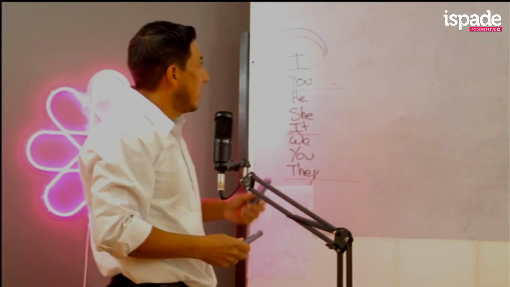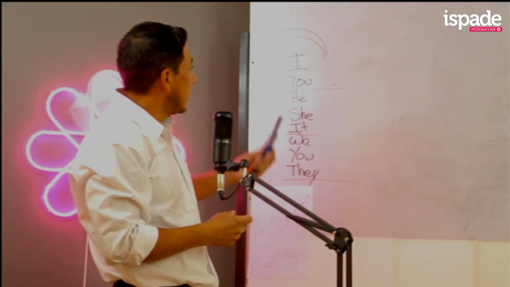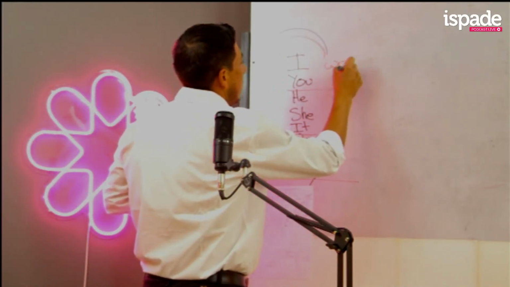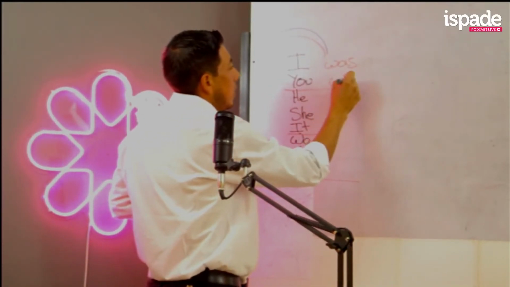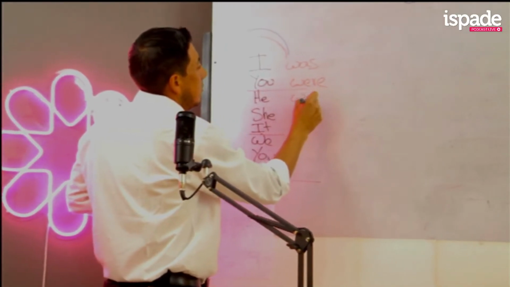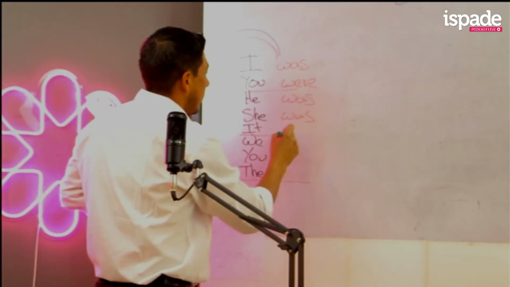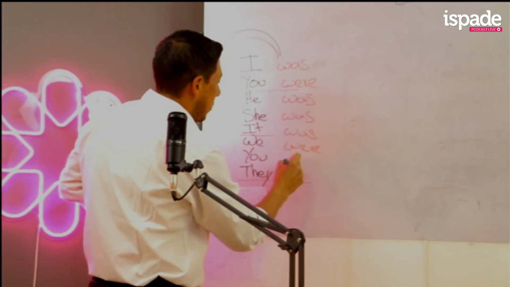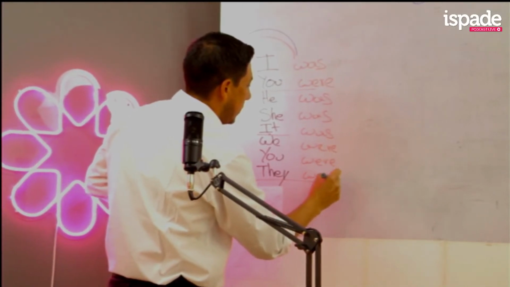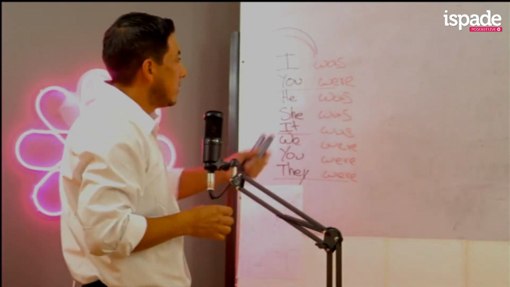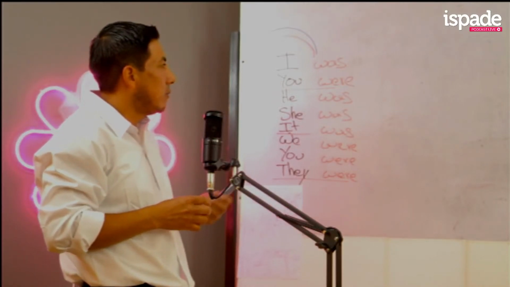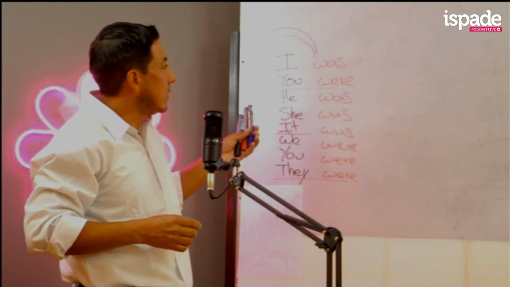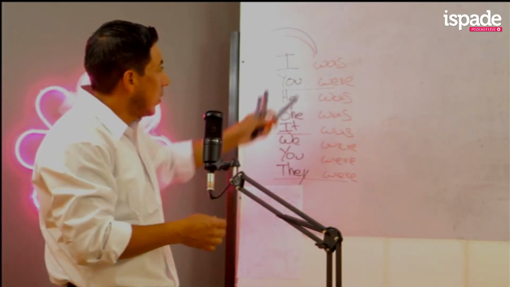But now let's see. The simple past tense of the verb to be is I was. You were. He was. She was. It was. We were. You were. They were. So you see, it's replacing the simple form of the verb to be in present. So now it is in past form. So it just changed: was and were.